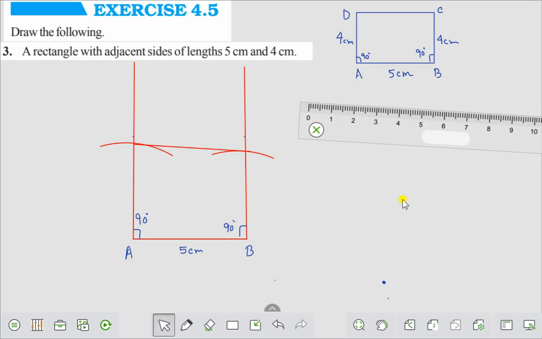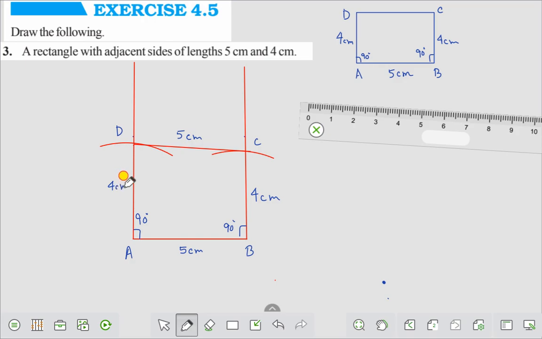Right here you see, this is 5 centimeter. This is C point. This is D point. Now you see that this is 5 centimeter because in a rectangle opposite sides are equal in length. And BC is given as 4 centimeter. The BC we have taken 4 centimeter and AD is also 4 centimeter.